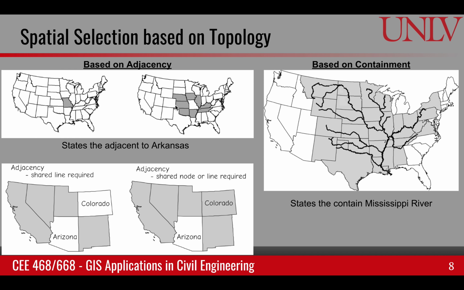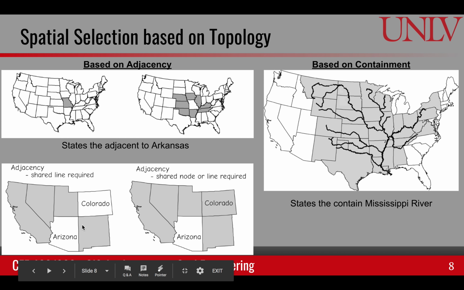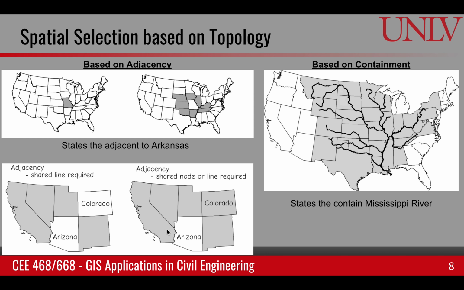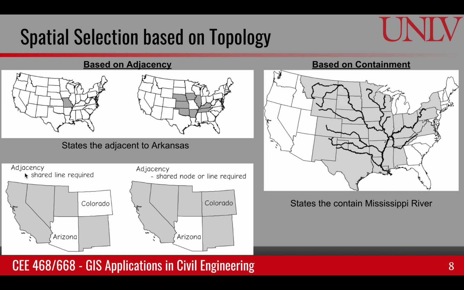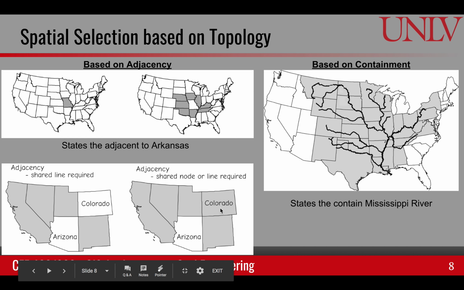for adjacency can be based upon only the common line or shared line between the two features, or it can be based upon the shared node. For example, the following states have shared lines with Arizona, but Colorado doesn't have any shared line but only a shared node. So if we applied adjacency based upon shared lines, Colorado will not be selected. Whereas if we apply the adjacency criteria based upon shared nodes, then Colorado will also be selected.